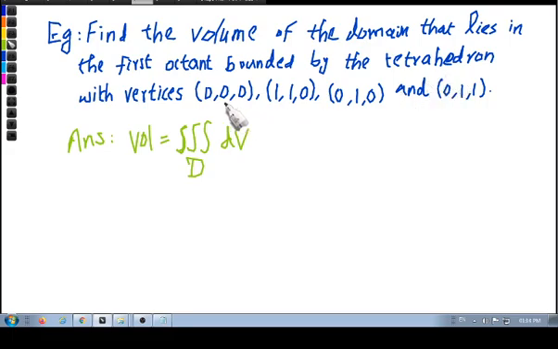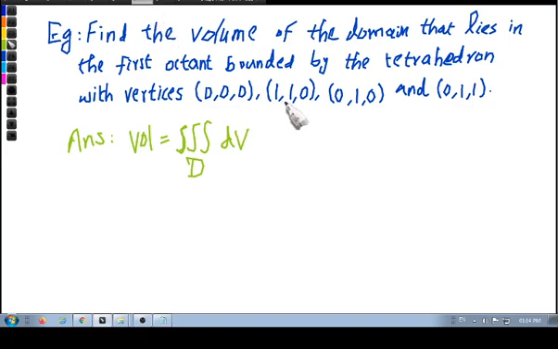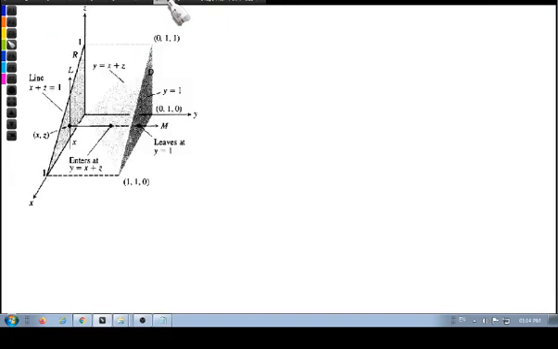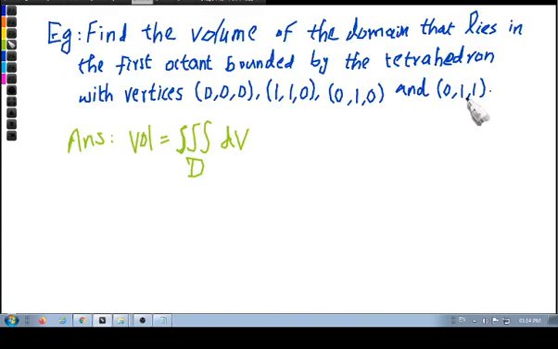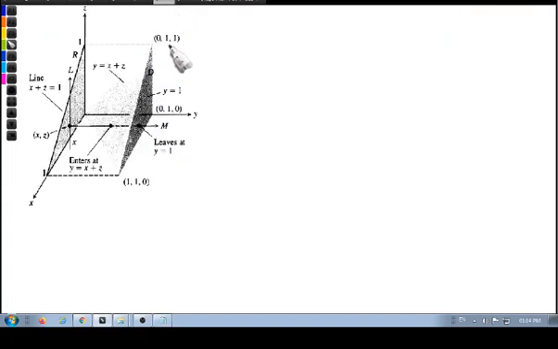So let us look at where these vertices are. These are the vertices of that tetrahedron. Let us plot that figure. So this is 0, 0, 0, the origin. Then this is 1, 1, 0. Then 1, 0, 0. Yeah, this is 0, 1, 0 on the y-axis. And finally 0, 1, 1. Where is it? Yeah, here.